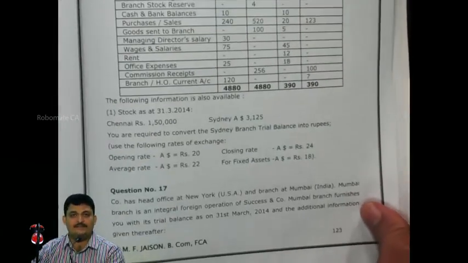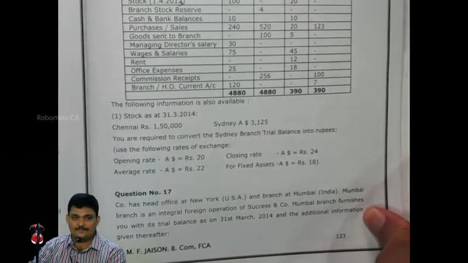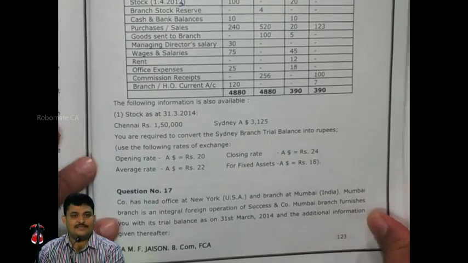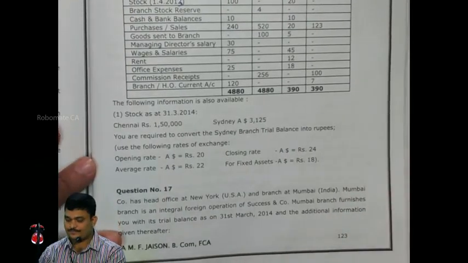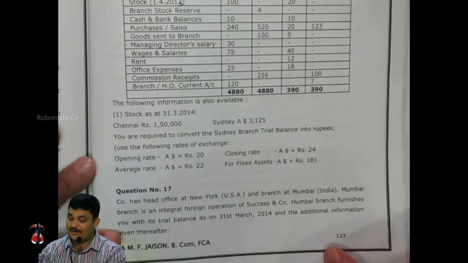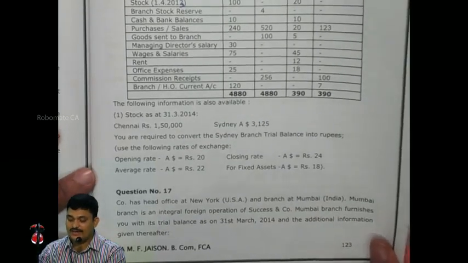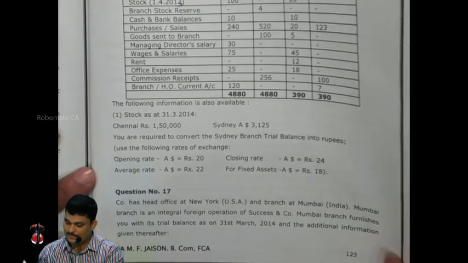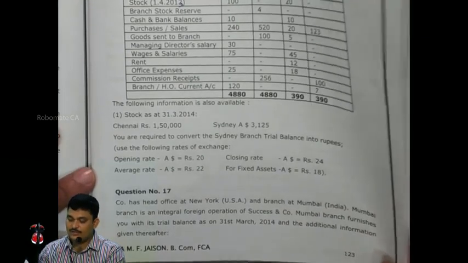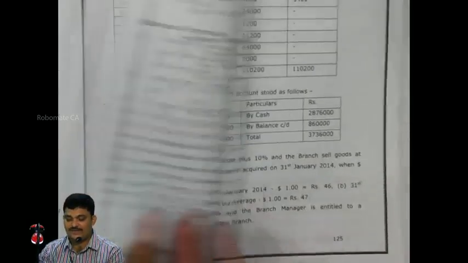Question number 17, page number 123. Question number 17, page number 123. Company has head office at New York and a branch at Mumbai. Mumbai branch is an integral foreign operation of Success & Co. Mumbai branch furnishes you with its trial balance as on 31st March 2014 and additional information given thereafter.